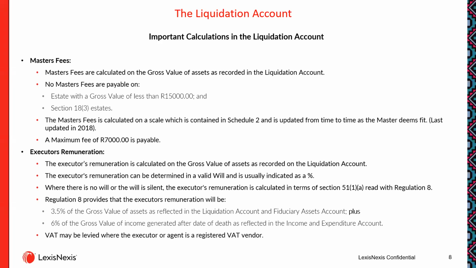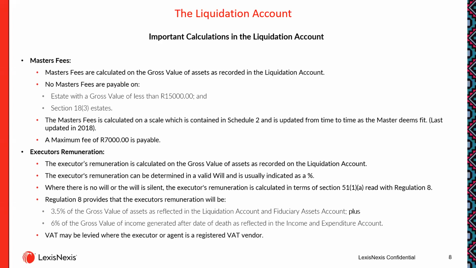And again, we use our liquidation account by looking at the gross value of our assets. And the executor's remuneration can then be determined either by looking at the will of the deceased or by looking at section 51(1)(a), read with Regulation 8. So where we have a valid will, the deceased can indicate a percentage in the will at which executor's remuneration can be levied.